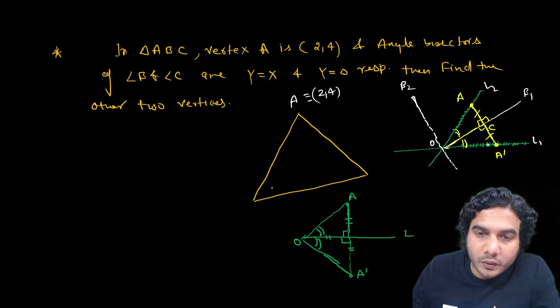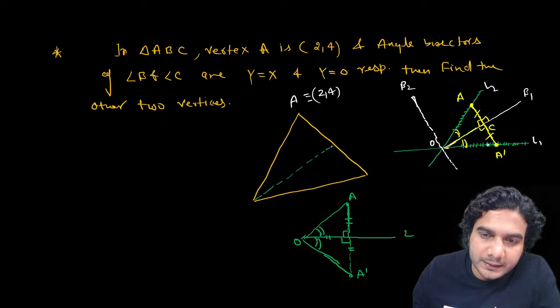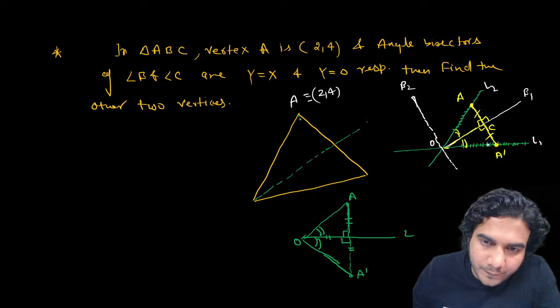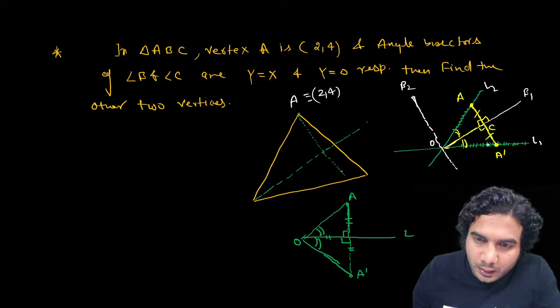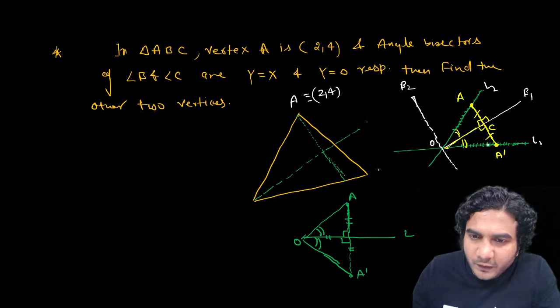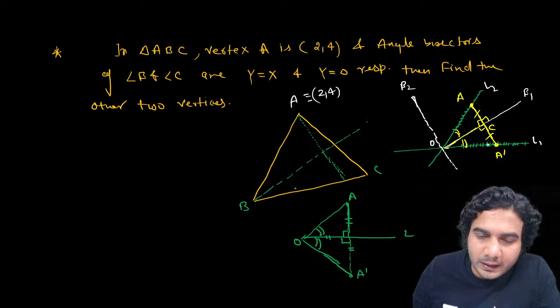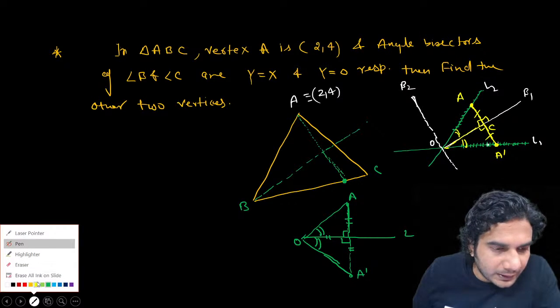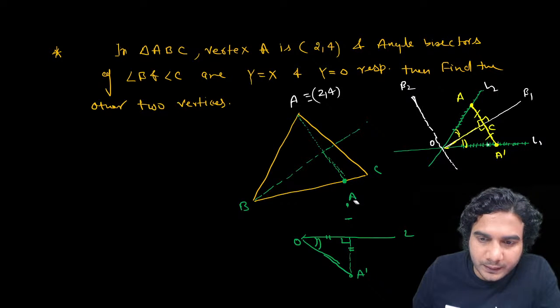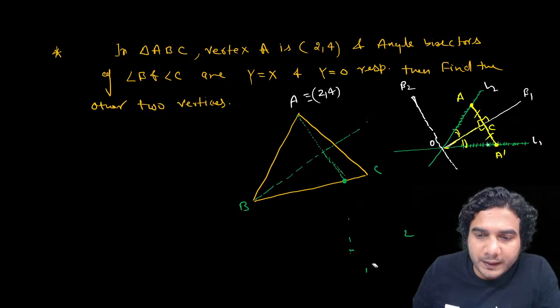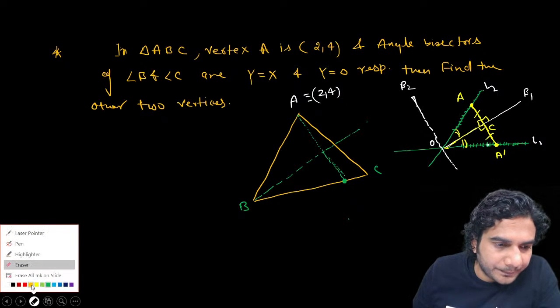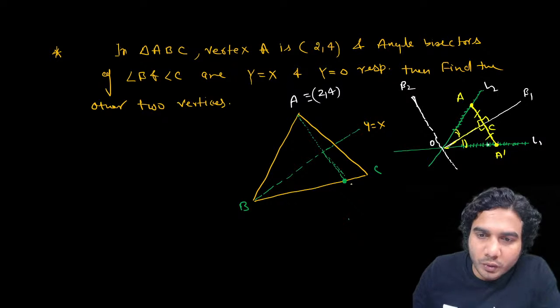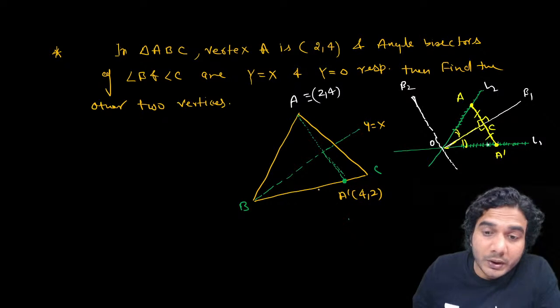All right. So now what we need to do is draw the angle bisector of angle B. Then the image of A about this line, dropping a perpendicular, is going to lie on the opposite side. It won't be the vertex C, but it will lie somewhere on BC. So we'll get a point on line BC. What was the angle bisector of angle B? It was the line Y is equal to X. So the image of (2, 4), this A dash, is (4, 2). So you have got a point on line BC.